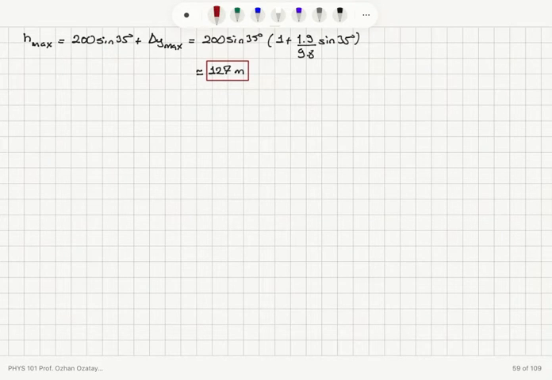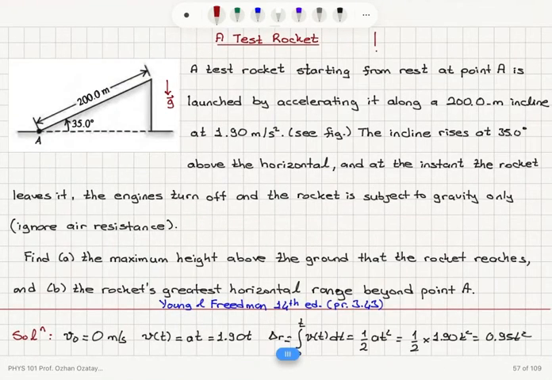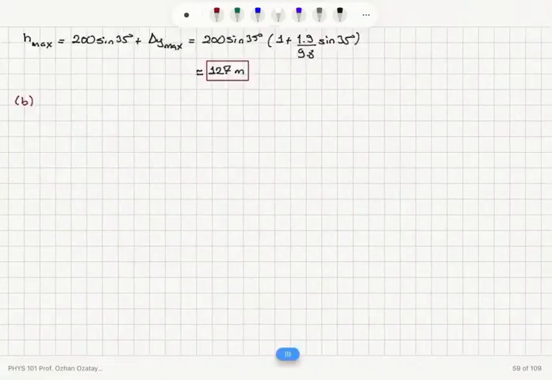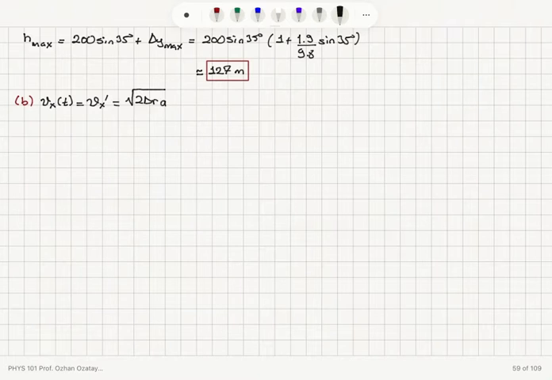And for part B, I want to know the rocket's greatest horizontal range beyond point A, so the distance traveled beyond point A. Once again, I will do a calculation starting from here and then also consider the initial part of the travel. So Vx, the x component of the velocity as a function of time, is equal to its initial velocity Vx prime, which was the square root of 2 delta Ra cosine 35.